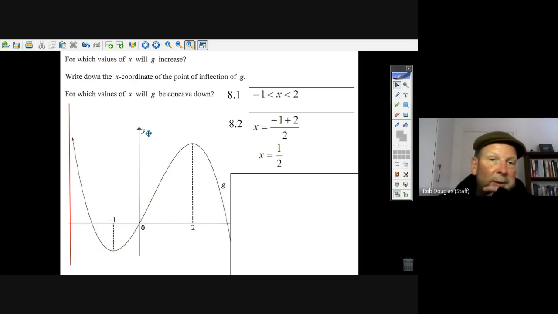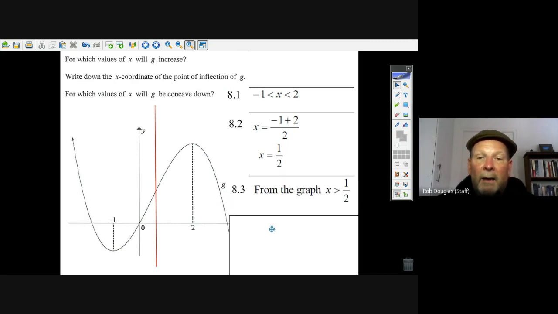Now let's see the next question. For which values will g be concave down? Well, we've already said that when x is a half, say right about there, at that value of a half, that's the inflection point. Well, to the left, when x is less than a half, it's concave up. But they said for which values of x will g be concave down? It must be x is greater than a half. In fact, that's the answer. It's where x is greater than a half.